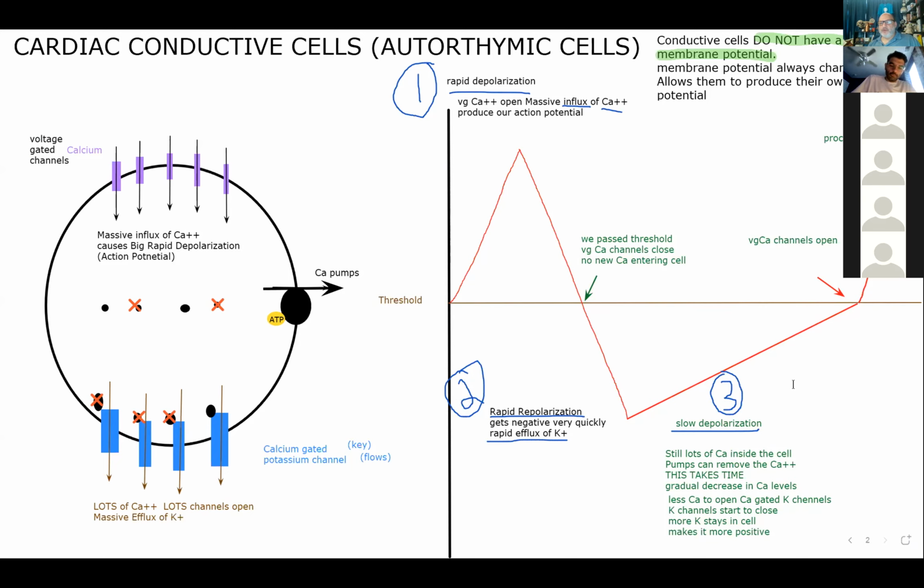And our slow depolarization is due to the pumping out of calcium along with the closing, or we can think of it as the decrease in the permeability of potassium. So less potassium leaves. And with less potassium leaving, the cell gets more positive. And that is what this illustration shows.